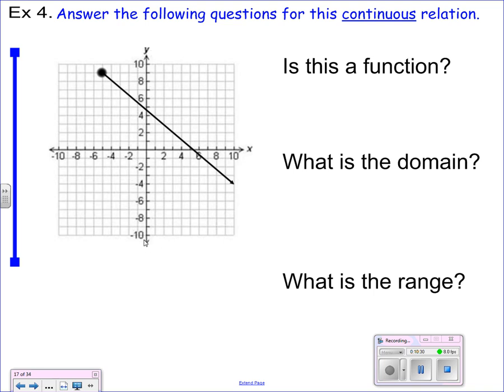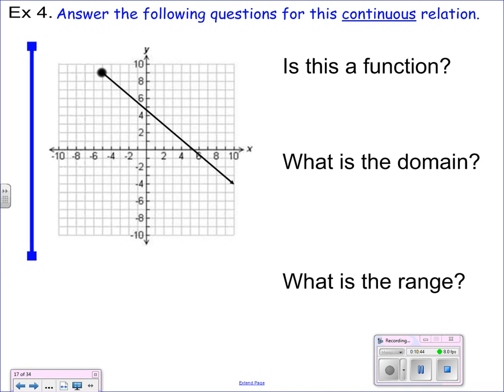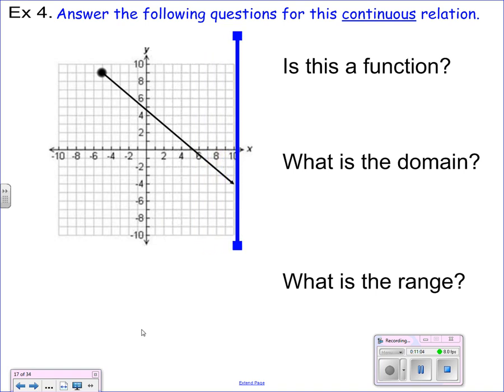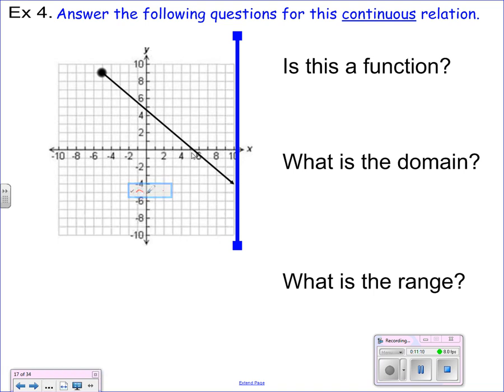For number 4, we have a continuous or connected graph. So the first question is, is it a function? So let's get our line and move it to determine that. So here's where the function starts. Notice the line only touches it at the endpoint. Again, as I move it from left to right, the blue line representing the vertical line only touches the function, or the relation, one time. So yes, this relation is a function.